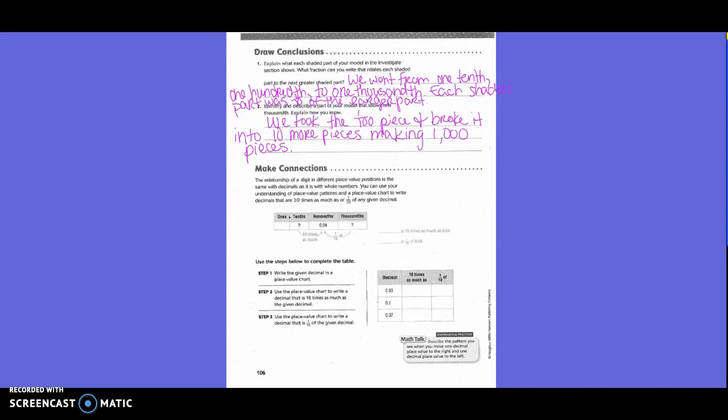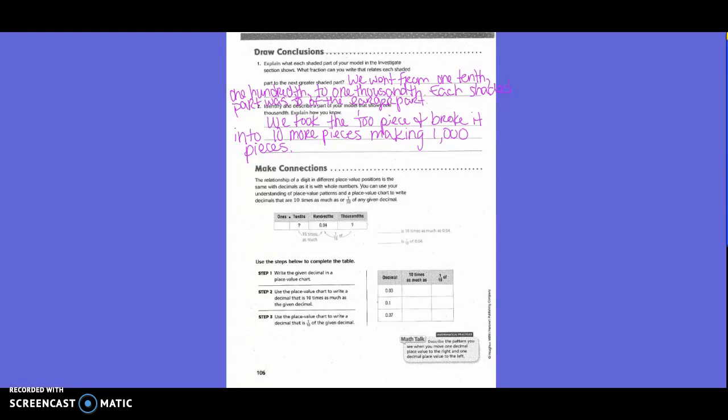Make connections. The relationship of a digit in different place value positions is the same with decimals as it is with whole numbers. You can use your understanding of place value patterns in a place value chart to write decimals that are 10 times as much as or 1/10 of any given decimal. So basically, they had 4/100ths as a decimal, and then they wanted to know what 1/10 of 4/100ths was, or 10 times as much. So, blank is 10 times as much as 4/100ths.